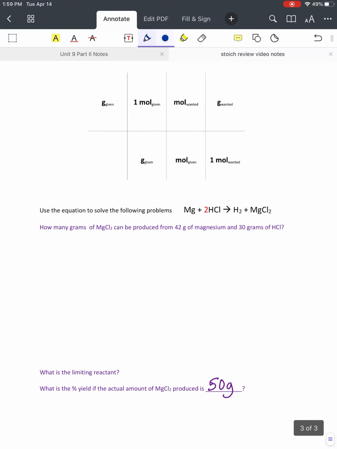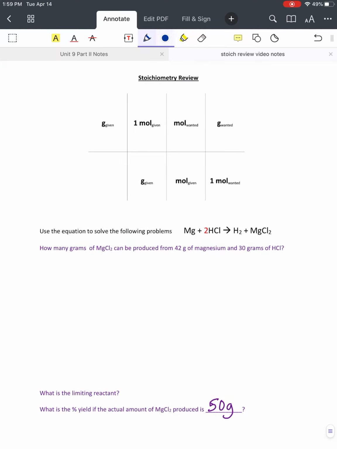Okay, let's look at another one here. Okay, so again, same equation. This is my mole ratio. Okay, and this one, I'm gonna also talk about the limiting reactant and the percent yield. So just a quick review on that as well.